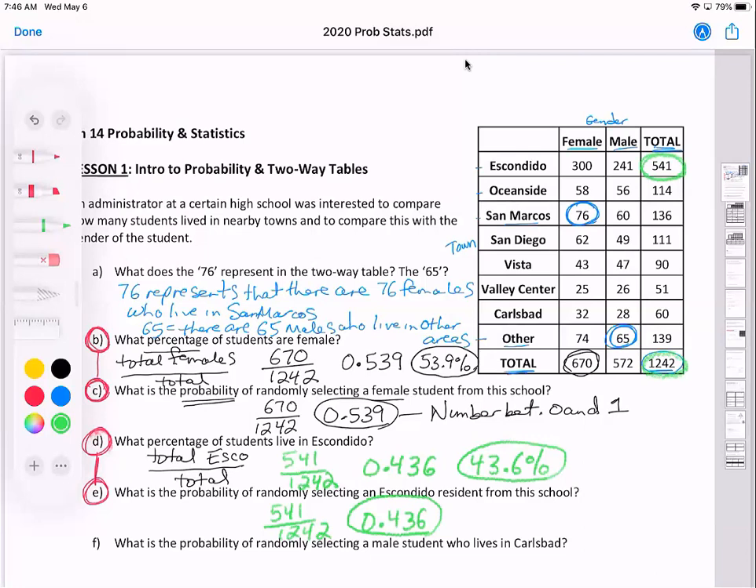Okay, let's try one, letter F. We're jumping right to what's the probability. So instead of asking the percentage like I've asked in the previous two, let's just jump to what is the probability of randomly selecting a male student who lives in Carlsbad. So we need a male student who lives in Carlsbad. So males, find the male column, and then Carlsbad. It looks like this number right here. There are only 28 students who are male who live in Carlsbad. So that would be 28 divided by 1242.